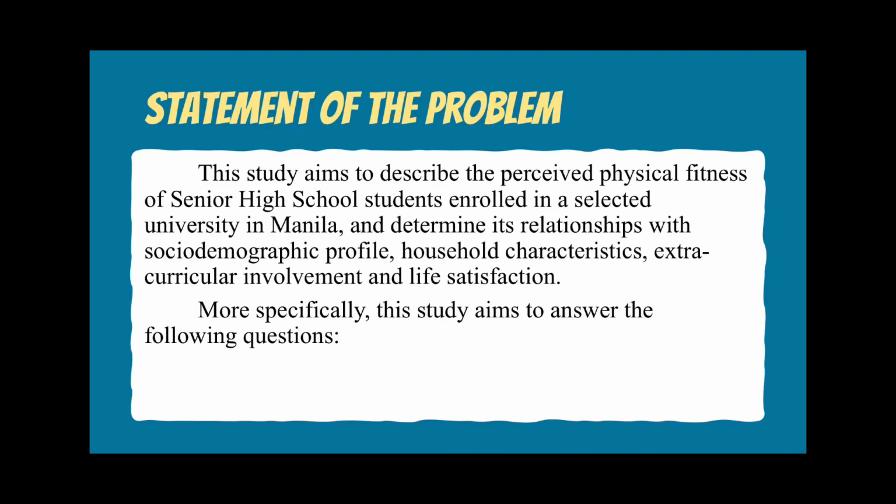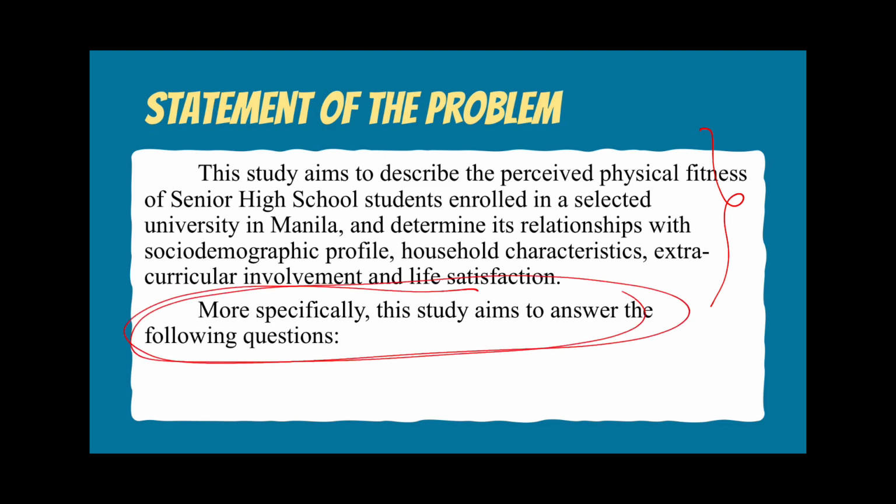So this study aims to describe the perceived physical fitness of senior high school students enrolled in a selected university in Manila and determine its relationships with socio-demographic profile, household characteristics, extracurricular involvement, and life satisfaction. If you remember, this was our main research statement of the problem or general statement of the problem. And then we have a sort of clause that we usually have in between the general statement of the problem and the research questions, and this is that. More specifically, this study aims to answer the following questions.